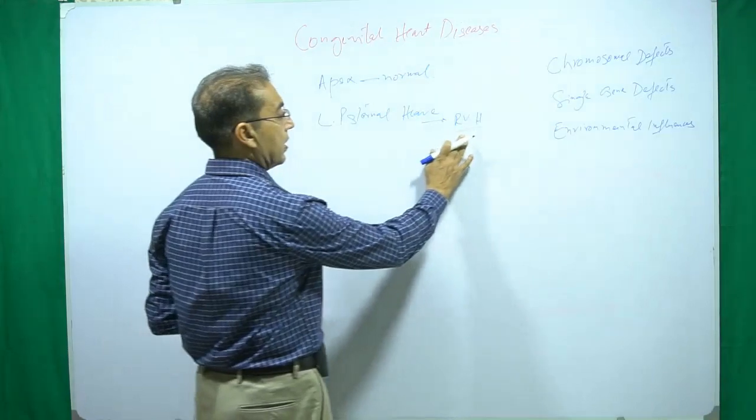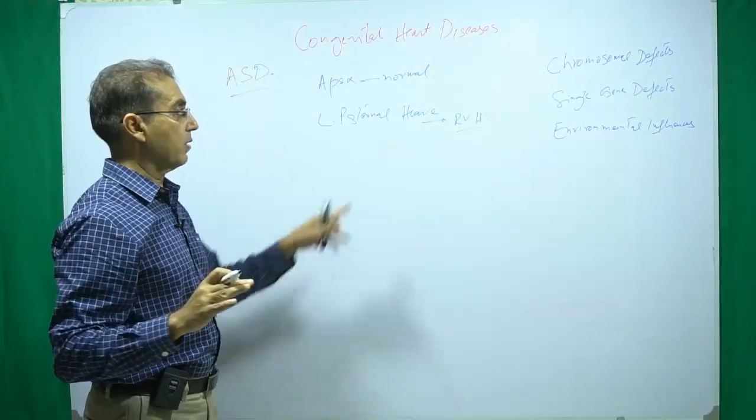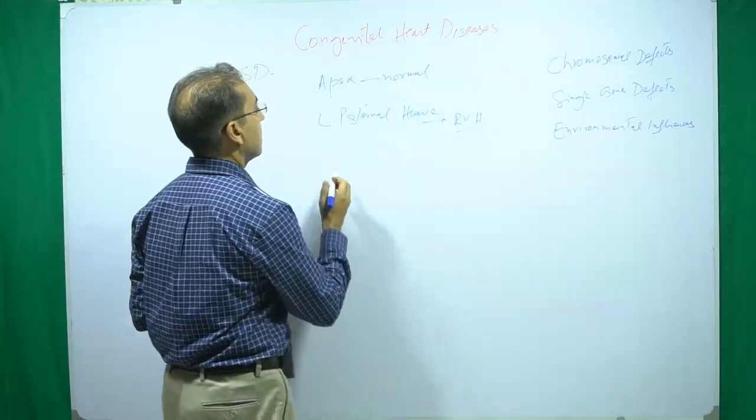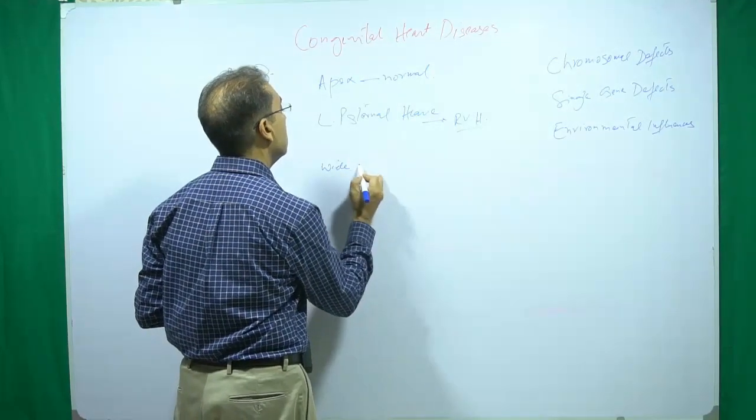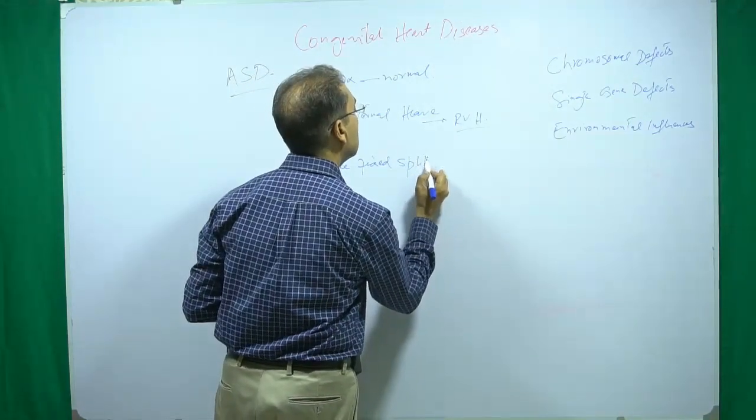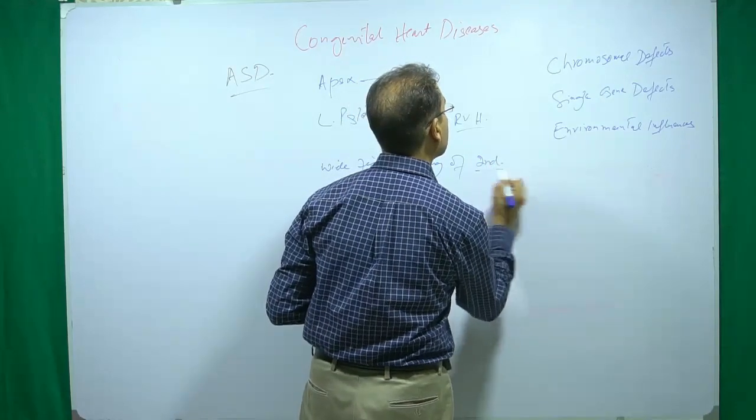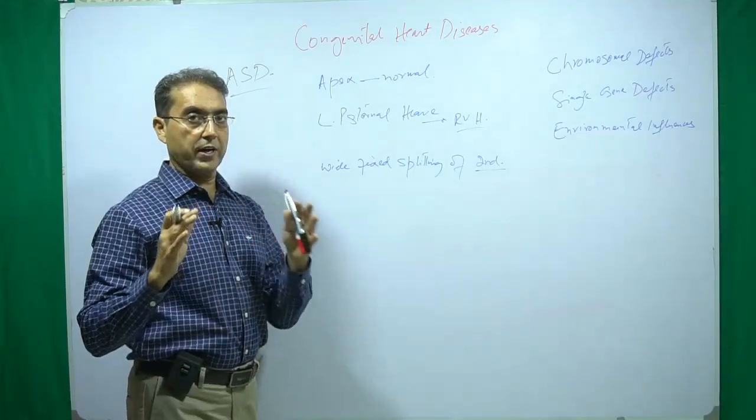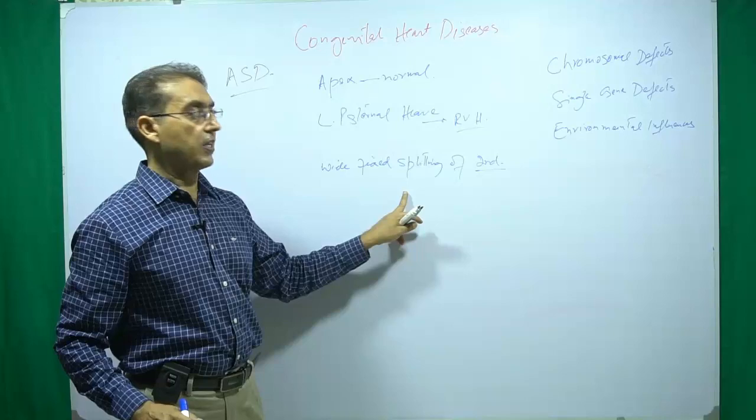You may feel a loud second heart sound. The second heart sound sometimes is so loud that it becomes palpable. When you auscultate, you may hear, number one, wide fixed splitting of the second heart sound. The second heart sound is not only loud, it is wide, and the splitting is fixed. That means the splitting does not vary with respiration.